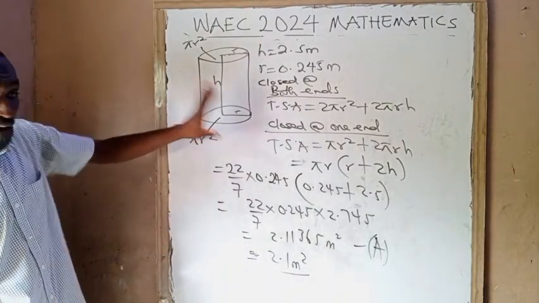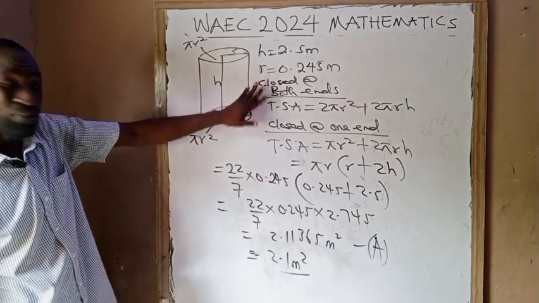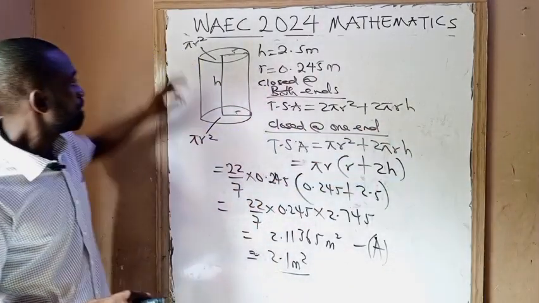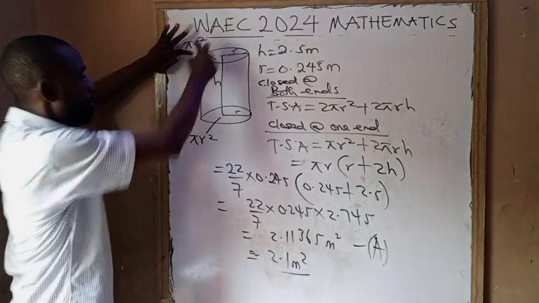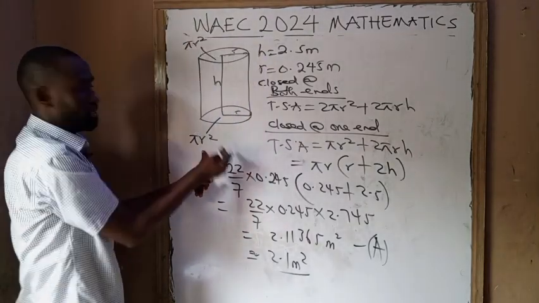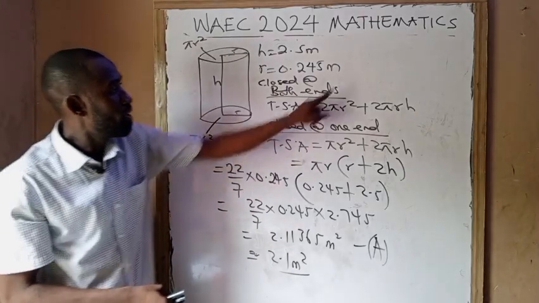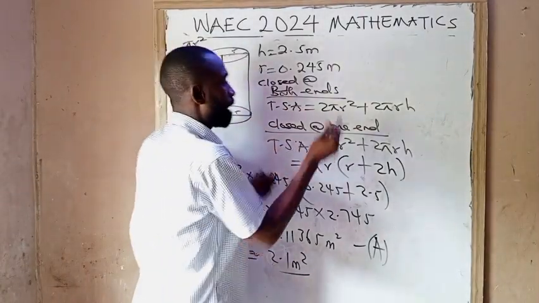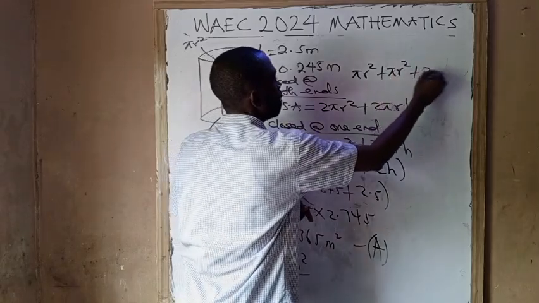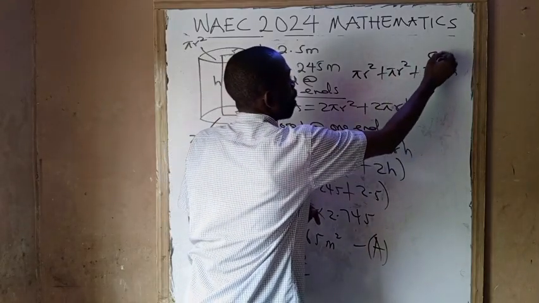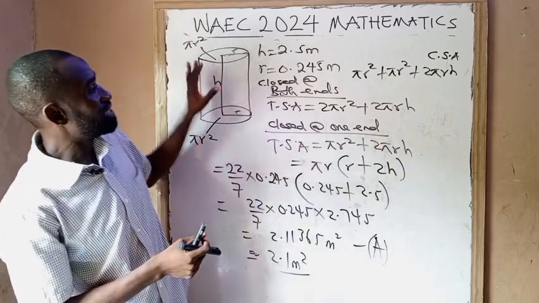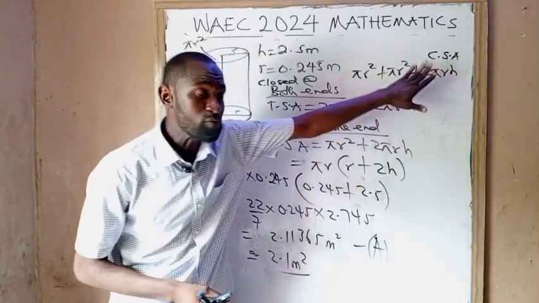So be careful. If they say it is closed at both ends, we use this formula, because I'll be saying area of the circular top plus area of the circular base. This is circular top, pi r squared, circular base, pi r squared. So I'm having pi r squared plus pi r squared plus 2 pi r h. This one is curved surface area. The curved surface area of a cylinder is 2 pi r h. Are you with me now?